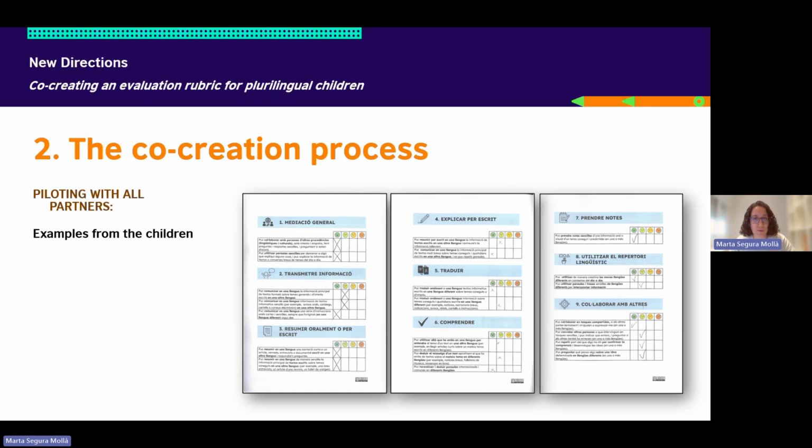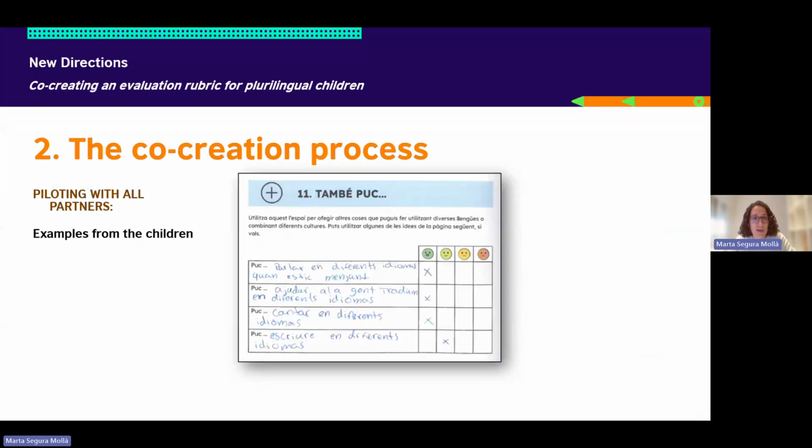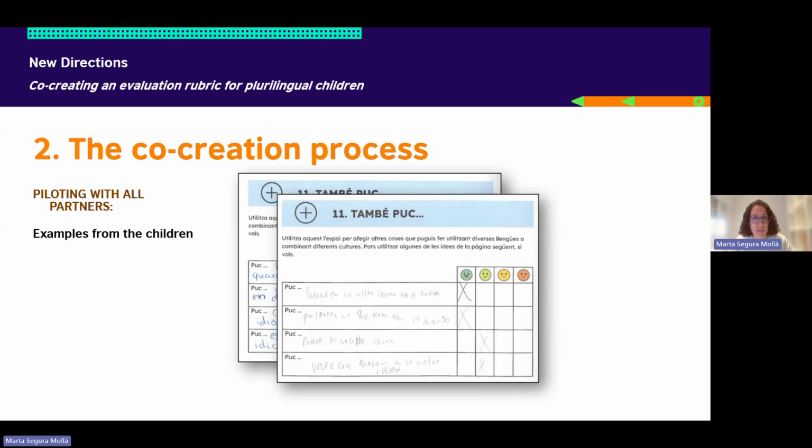These are, again, 3 different examples of how they filled in the middle sections of the rubric. And this is the last section, the additional can-do statements. So, for example, this kid specifically can speak in different languages when they are eating. They can translate, they can sing in different languages and write in different languages.